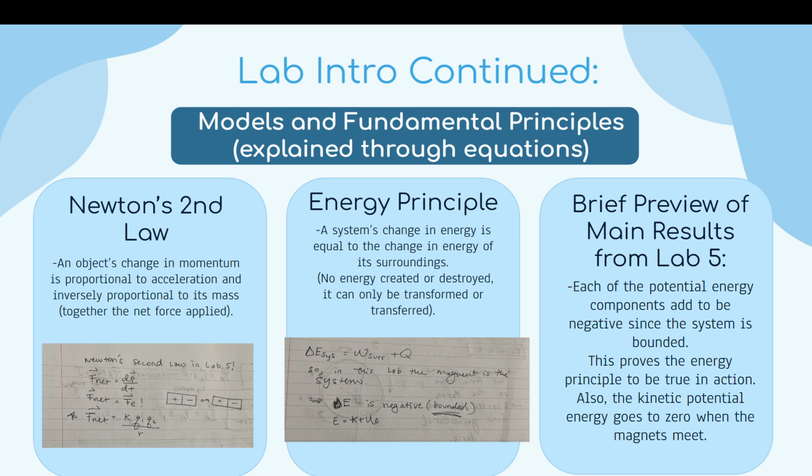So overall, the brief preview of the main results from Lab 5 is that we will see that each of the potential energy components add to be negative in the beginning since the system is bounded. And this proves the energy principle to be true in action because the kinetic energy will go to zero when the magnets meet, and theoretically, the electric potential energy would move to zero.